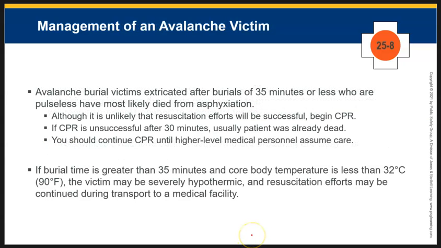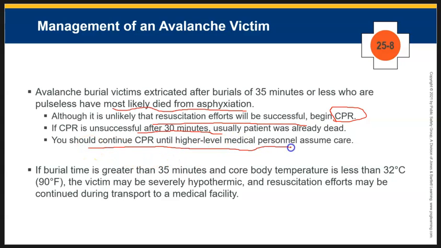After extrication beyond 35 minutes from burial, if the patient is pulseless, they probably have died from asphyxiation. It's unlikely that resuscitation will be successful, but we begin CPR anyways on this pulseless victim. If we're unsuccessful after 30 minutes, the patient was probably dead before we were able to extricate them. However, we continue CPR until higher level personnel assume care.